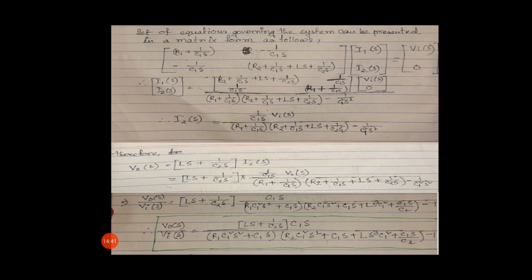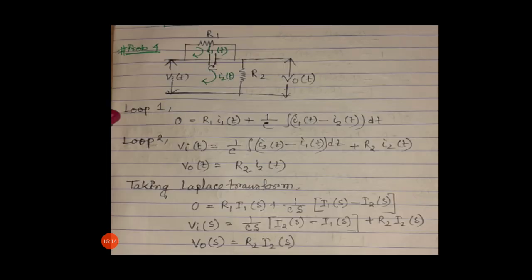The transfer function of this system is like this, where V_0(s) by V_i(s) is equal to (Ls plus 1 by C2s) into C1 into s divided by R1 C1 square s square plus C1s in the first bracket. Next in the first bracket R2 C1 square s square plus C1s plus L s cube C1 square plus C1s by C2 minus 1. Now come to the next example.